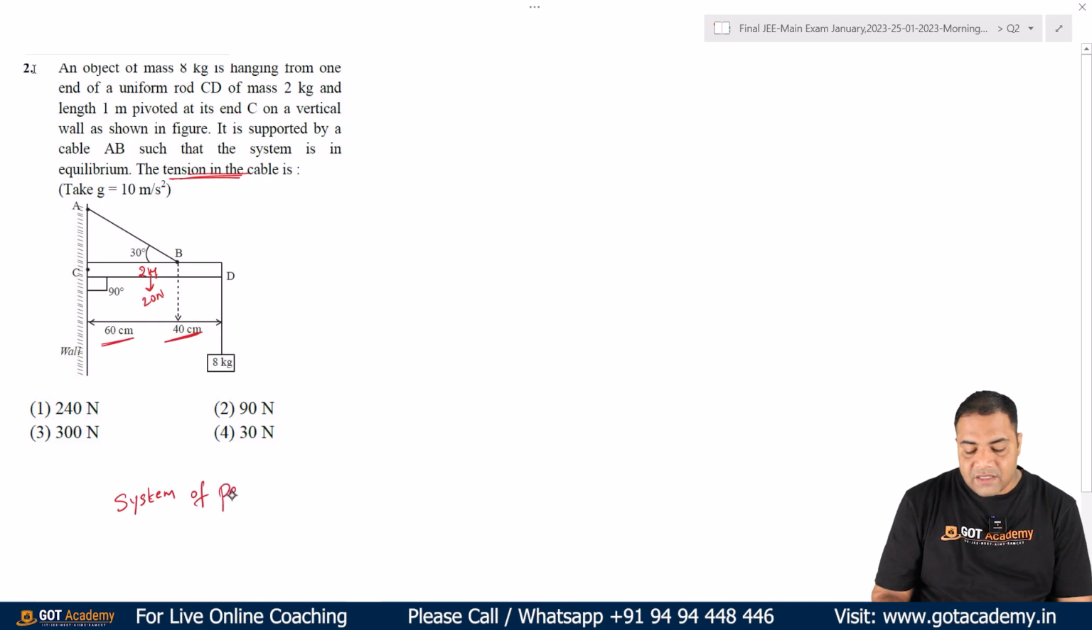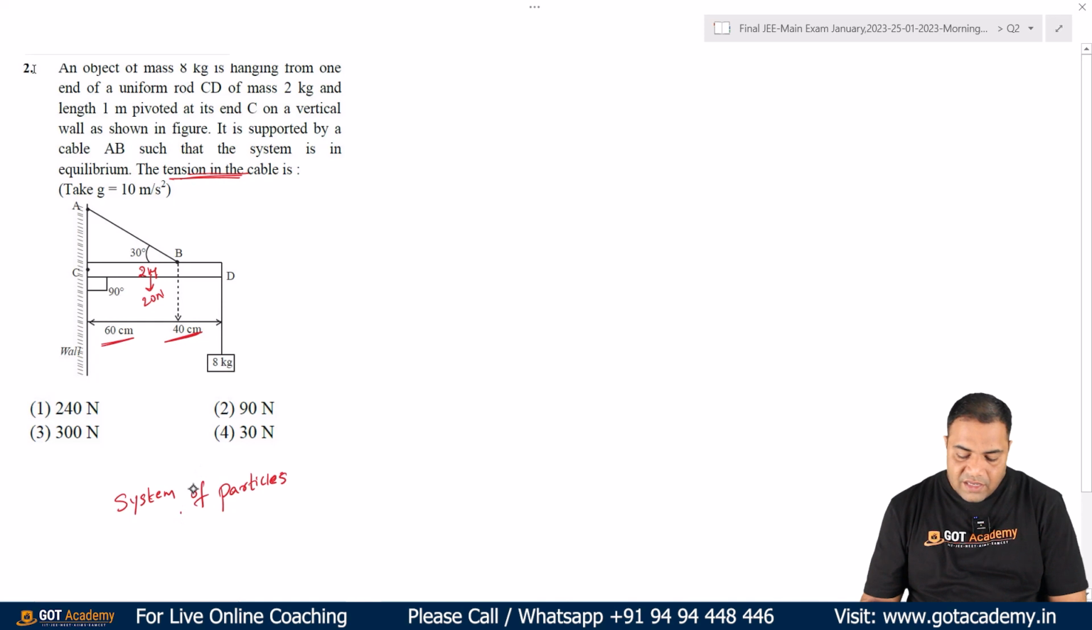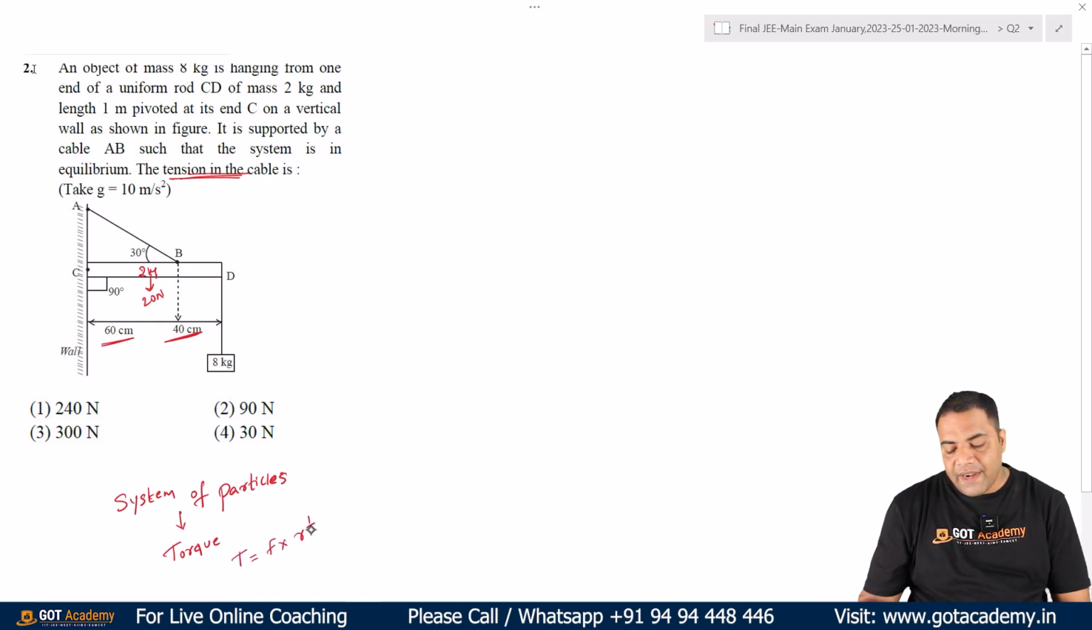System of Particles. Children, don't think that this chapter is tougher. Please don't leave. What I would like to say is that it looks tough, but if you practice, it is easy. System of Particles, and from this, the subtopic is torque. I hope you know the formula for torque. Torque is nothing but force into perpendicular distance. So for perpendicular distance, I am writing R perpendicular, okay? Nothing more than that.